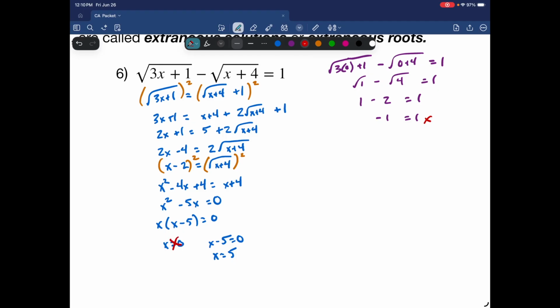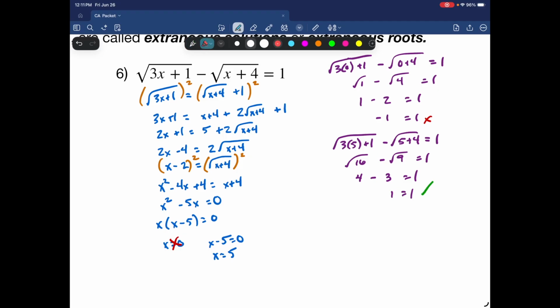All right, let's try 5. So I got square root of 3 times 5 plus 1 minus square root of 5 plus 4 equals 1. 3 times 5 is 15 plus 1 is 16, so I got square root of 16 minus the square root of 9 equals 1. Square root of 16 is 4 minus 3 equals 1. 1 equals 1. So that one works. And so I get to keep x equals 5.